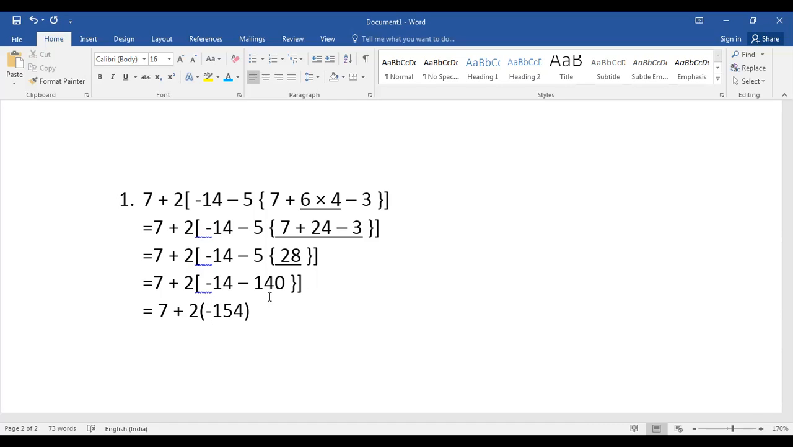Now 154 into 2, what will you get? 7 plus as it is, 2 into 154 means you will get 308. But that also will be minus. Why? Because it is negative. Negative into positive, you will get negative. So your final answer will be minus 301. Understood? Now let us revise chapter number 15, Basics of Geometry.